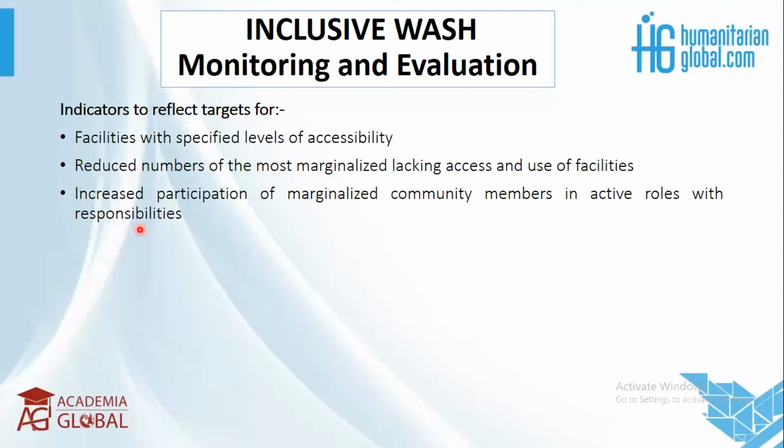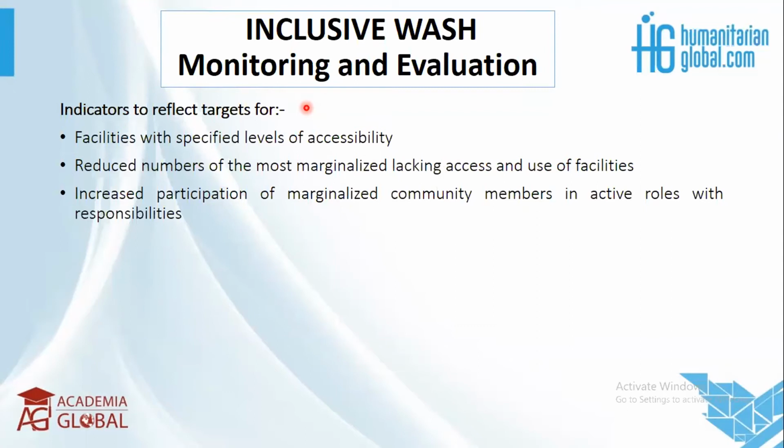So indicators should also reflect the numbers of the most marginalized lacking access and use of the facility. We have a certain number of people who are marginalized, so we should be seeing a reduction in that number. What it means is that we have more marginalized people having access and using the facilities. Also, it's about increased participation of marginalized community members in active roles with responsibilities. So these are just examples of indicators for the teams looking at monitoring and evaluation.